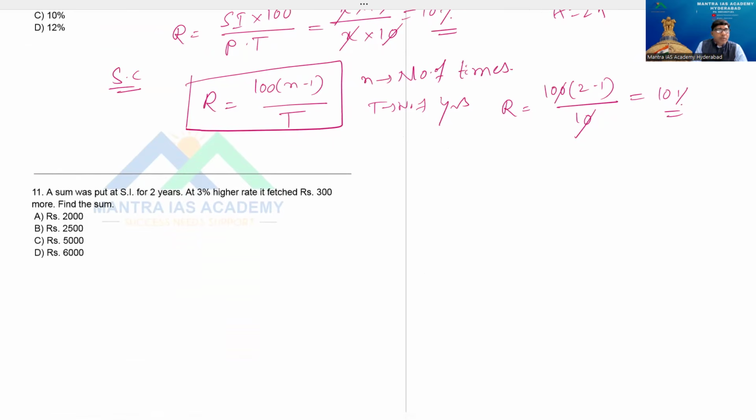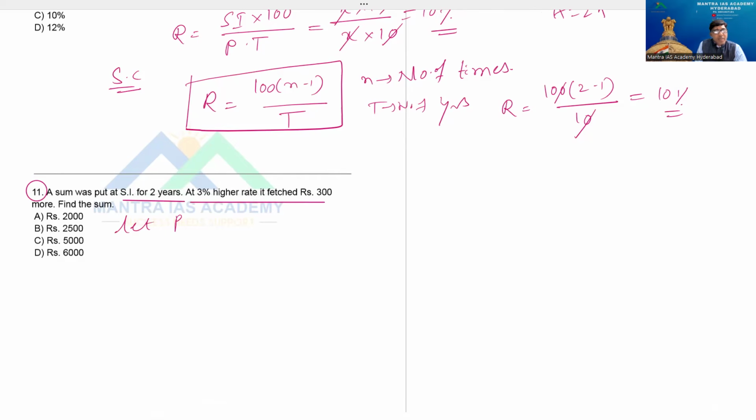This is also one more important model, and of course I'll tell the shortcut for this also. A sum was put at simple interest for 2 years. At a 3% higher rate, it fetched rupees 300 more. Find the sum. Yes, the question is to find the sum.